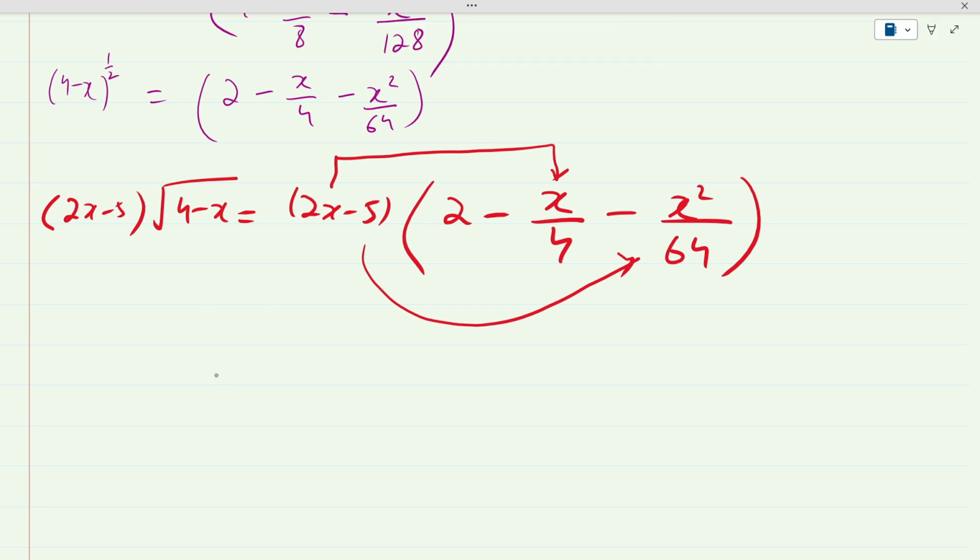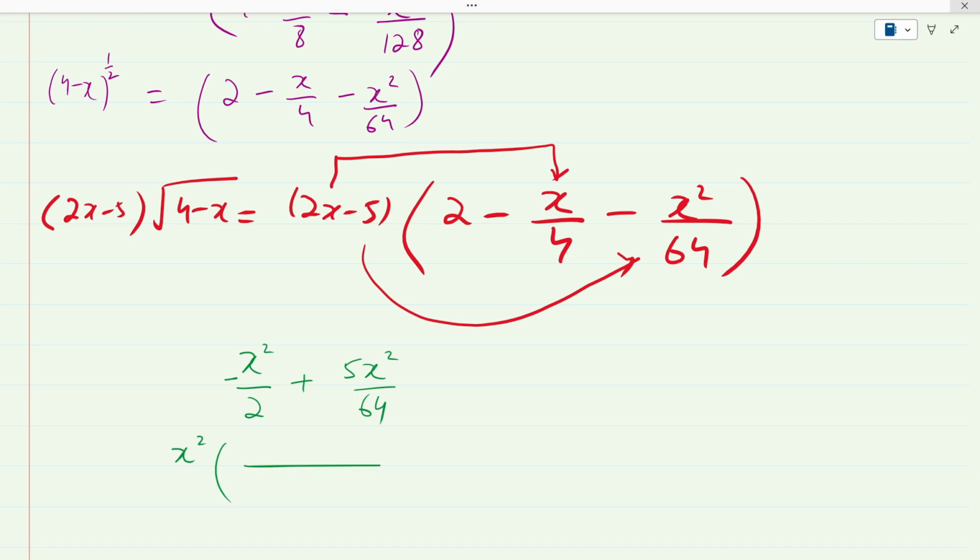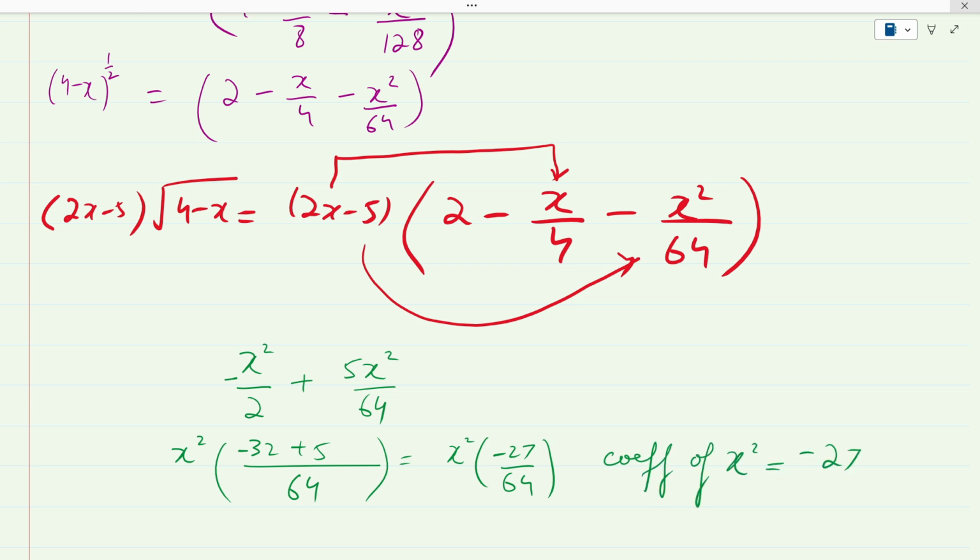So let's multiply. 2x multiplied by x over 4 would be x over 2 with a negative sign. And then we have minus minus plus 5x square over 64. So we have 62 over 64. Let's take the LCM. So we have 64 and we have 32 with a negative plus 5. So we have x square minus 27 over 64. So the coefficient of x square is equal to minus 21 over 64.